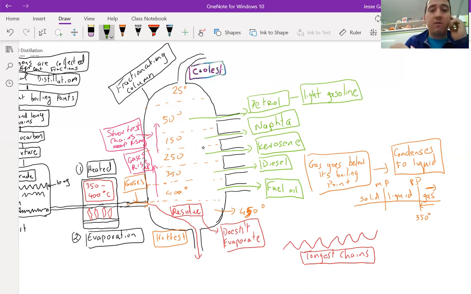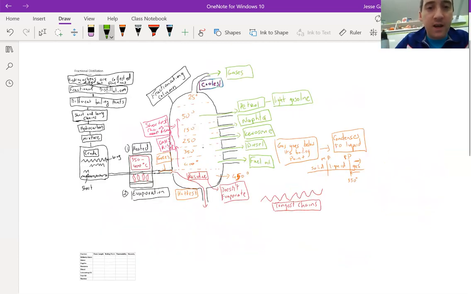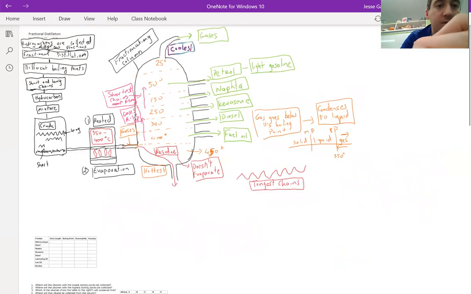And once we get to the very top of the column, you will see 25 degrees, but the pipe doesn't come out to the side, it goes up at the very top. Why is this? Well, these are substances which do not condense on the column. 25 degrees isn't cold enough to get them to condense. So these come off the column as gases. These are going to be your shortest chained hydrocarbons.